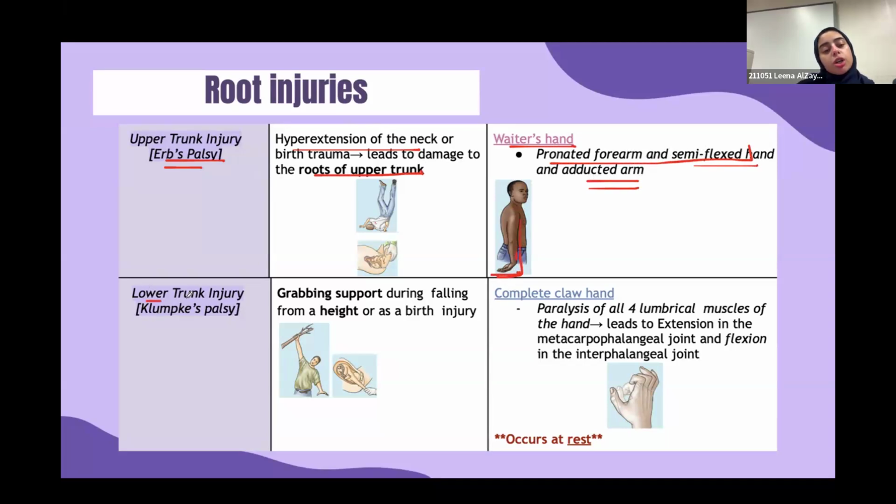The lower trunk injury would be Klumpke's palsy, which is the opposite. It's when you take out the baby by the hand, for example. This is a grabbing support during falling from a height, or a birth injury. This is a birth injury in the neck, and this is the birth injury in the arm. And it's usually a grabbing support during falling and causes claw hand and paralysis of the small muscles of the hand. This is what a claw hand looks like, and it occurs usually at rest. So you have to differentiate between a lower trunk injury and an upper trunk injury.